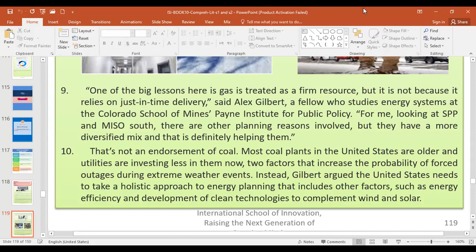Okay, so what does Gilbert advise? What is his advice? Ahmed Farhat, what does Gilbert advise here, the American government? So what's the question? What was his advice for the United States as a government in paragraph 10? To take a holistic approach to energy planning. Okay. By using what? Yes, Adam? By using technologies that don't need fuel, energy technologies and wind and solar. Okay, wind and solar energy.